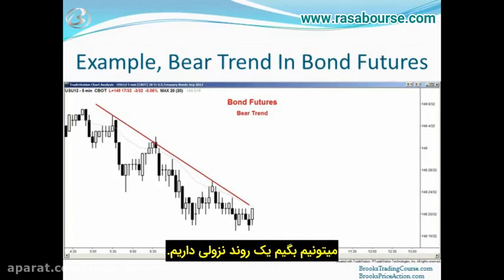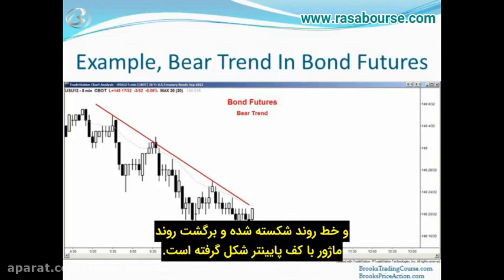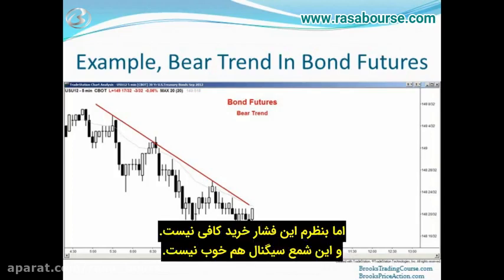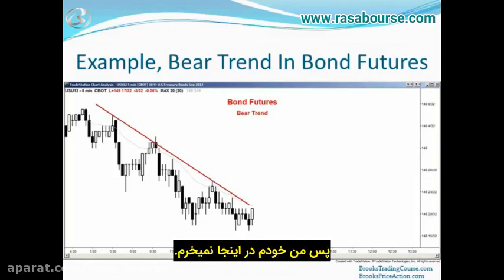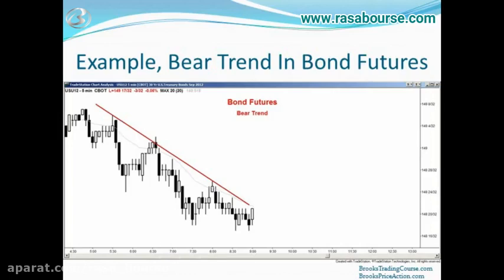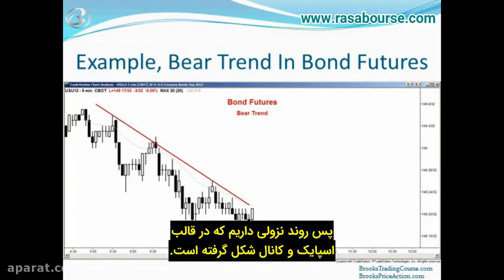You could argue that we have a bear trend here and a trend line break and a lower low major trend reversal. I don't think that's very much buying pressure, and this is not a good looking signal bar, so I personally would not take that buy. Alright, so spike in channel, bear trend.